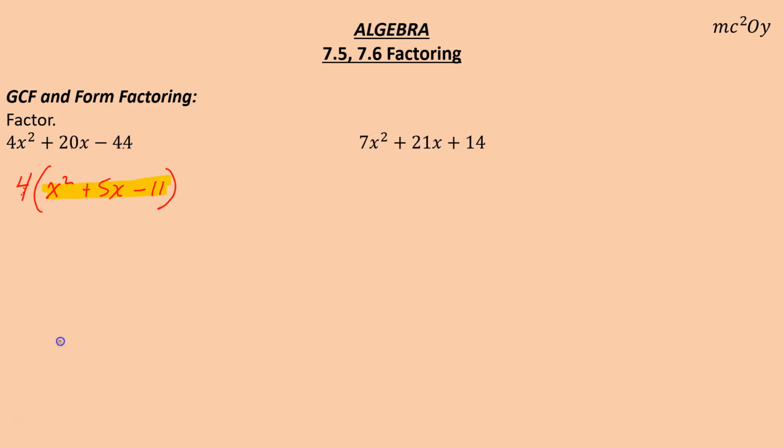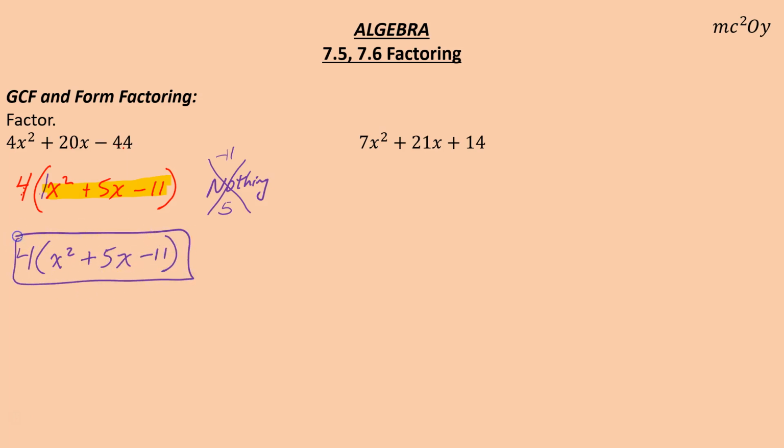And what you want to do now is see if you can factor that thing. So two things, like I said, ignore the 4 right now. Two things that multiply to make 1 times negative 11, and add to 5. Well, there's only two things that multiply to make 11, and it's 1 and 11, and they don't add to 5. So that means you cannot factor this. You can't factor any further. So that means your answer is what we had there. You took out the 4 and that's it. There we go. All done.